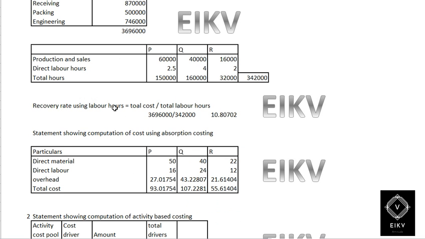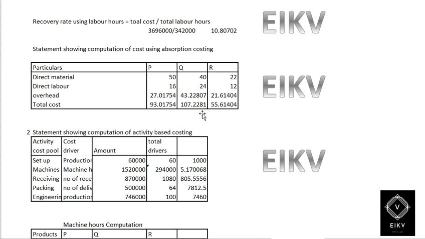And then we can compute the recovery rate. The recovery rate will be total overhead divided by total labor hours, which means 36,96,000 divided by 3,42,000. Therefore, the overhead recovery rate per hour will be 10.80.